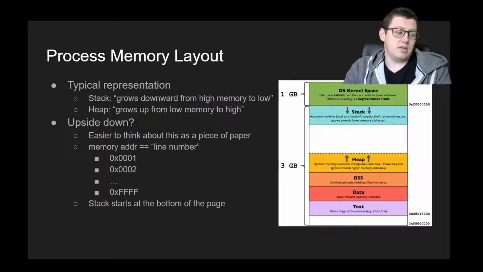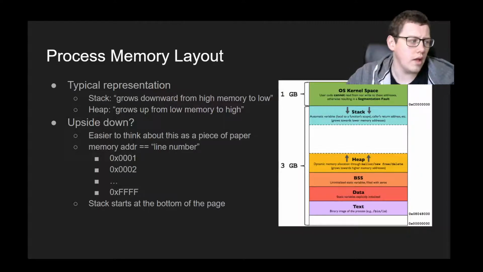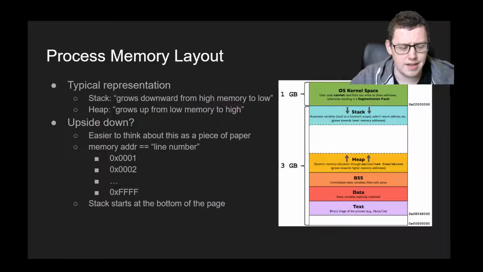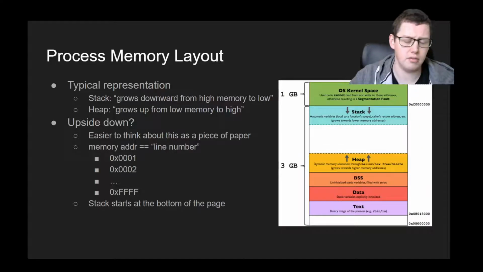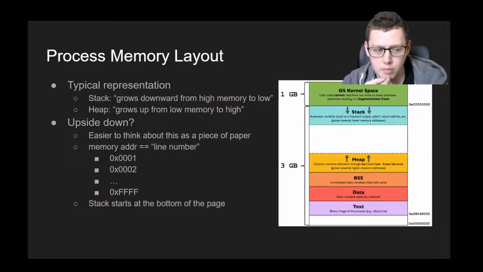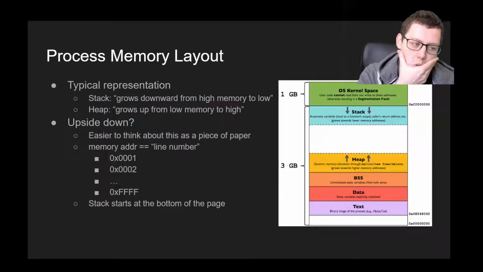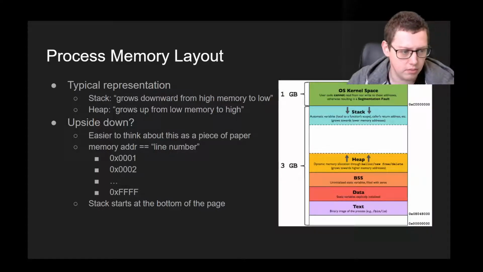I actually think that this is a kind of confusing way of thinking about it. I think it's a lot easier to think of it as a piece of paper. You don't have to mentally invert the stack in your head if you just think about memory addresses as lines on a piece of paper. So you might have the first line, the second line, the third line. You go down to the bottom, and the stack will just grow upwards. Not sure why it's explained this way, but it's very common. But that's something that might help you reason about these things.